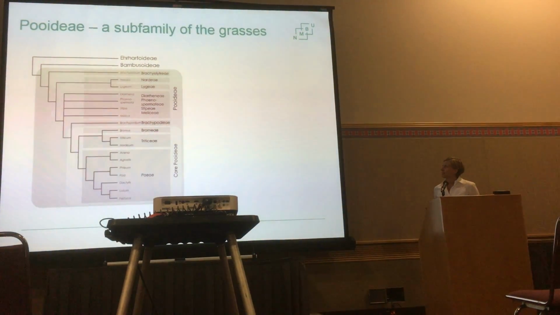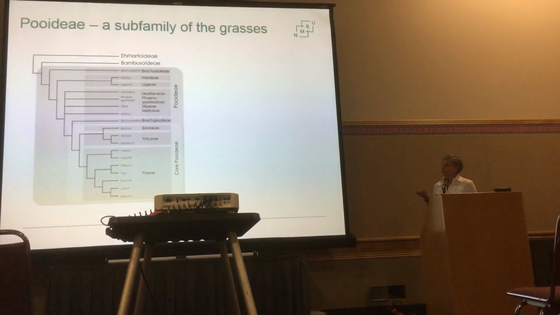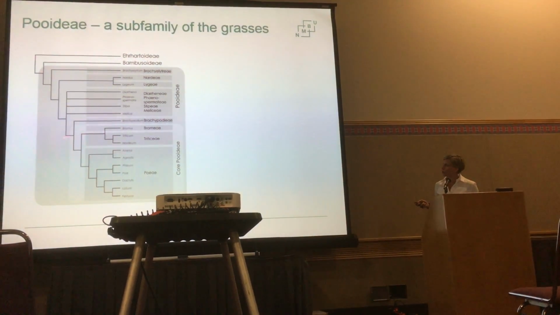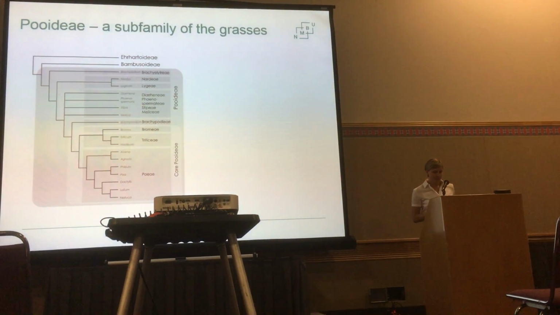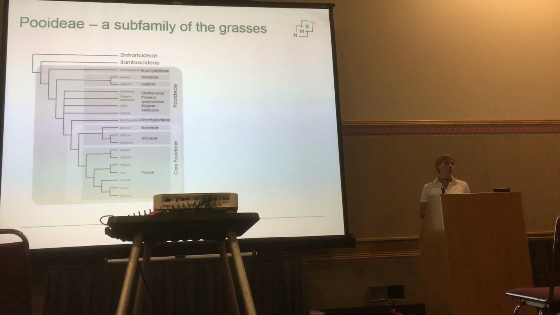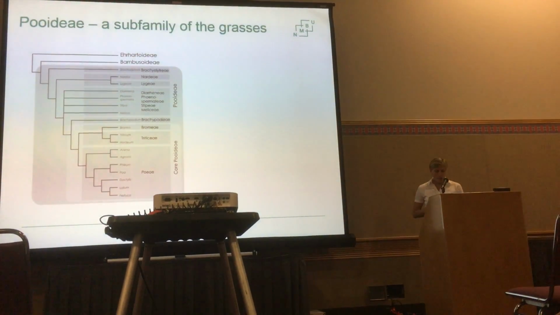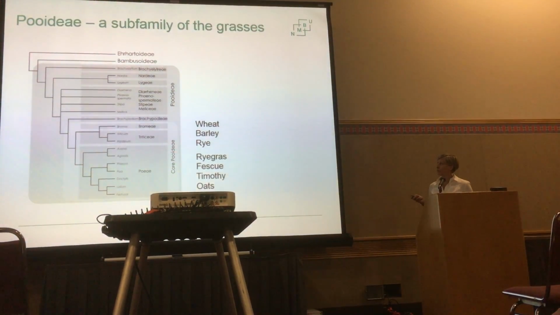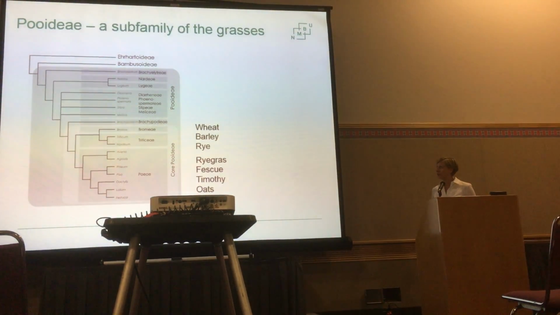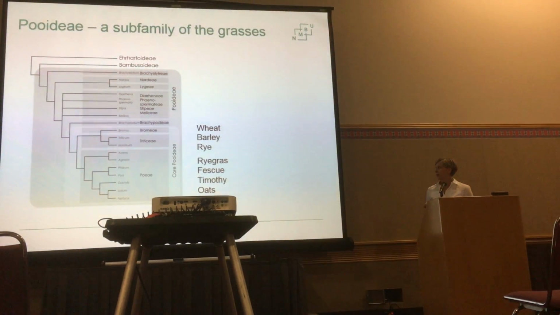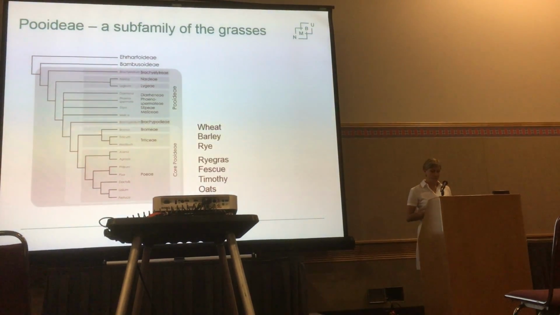So Pooideae is a species-rich subfamily consisting of more than 4,000 species, and most of these are included in this monophyletic group that we call the core Pooideae. Sister to the core Pooideae is the model species Brachypodium. And in the core Pooideae, we find important forage grasses and cereals like wheat, barley, rye, and oats, and forage grasses that we use in the northern temperate zone, like ryegrass, fescue, and timothy.